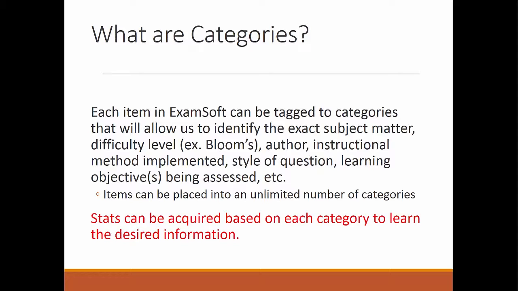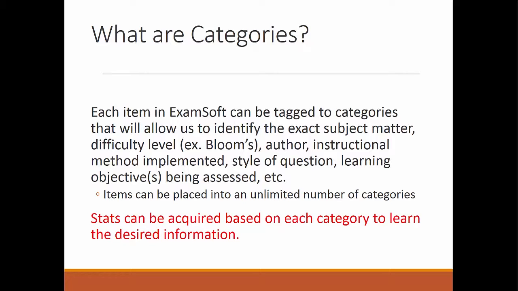So for those of you that are newer to ExamSoft, I'm going to go through what categories are. For those of you that aren't so new, you may want to fast forward about 90 seconds or so. But each item in ExamSoft can be tagged in categories. So you create these, you have categories, and it's a separate folder structure that will allow you to identify similar types of questions, and that can be by difficulty level or instructional method, and you can see the list on the screen here goes on and on.